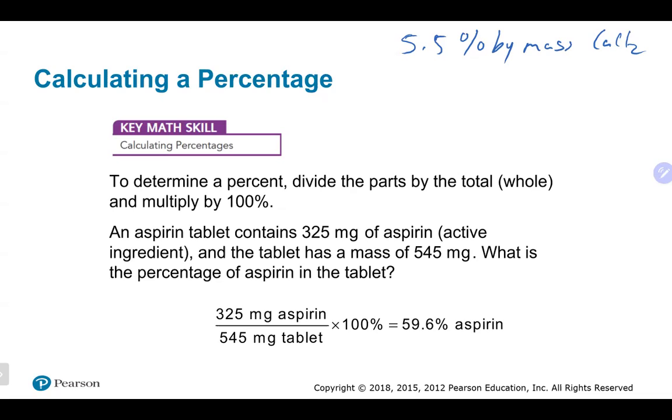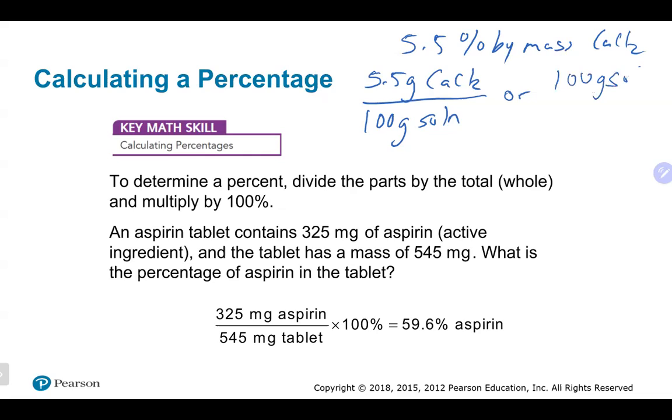So for example, if we were to convert this into a usable conversion factor, we basically could just say it's 5.5 grams of calcium chloride and 100 grams of solution. So that's basically 5.5%. So it's a much easier way to do that. And if it was a conversion factor, we could flip it around and use it the opposite way. We talk more about conversion factors in chapter 2, but we could say 100 grams of solution gives us 5.5 grams of calcium chloride.